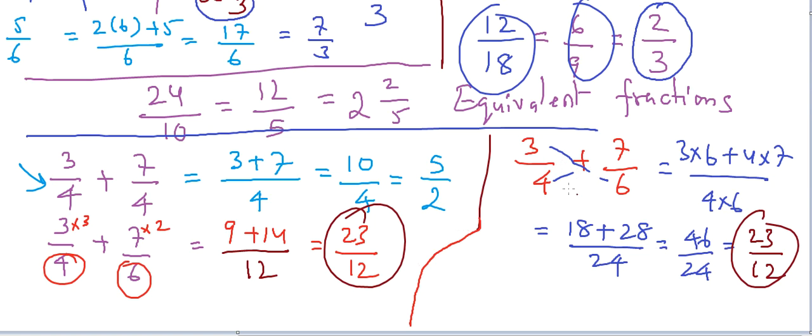So this way any two numbers can be added without taking the LCM. In this case the LCM is 12, but you get 4 into 6 is 24, which is a multiple of the LCM. That means 2 times the LCM. In fact, this is what we will do if the denominators are co-prime numbers.